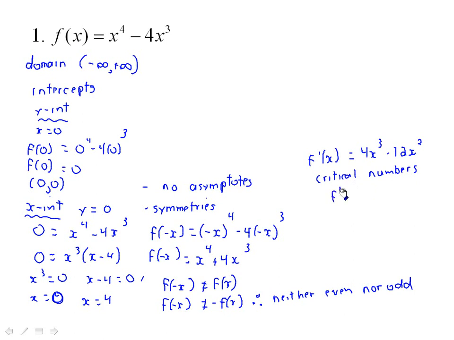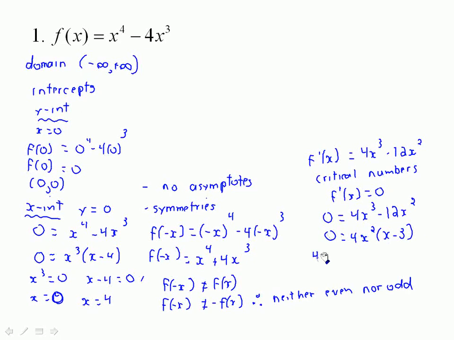So the critical numbers are found where f prime at x is equal to 0, or where it doesn't exist. Now, there are no points where this doesn't exist, so this is all we need to worry about. So 0 is equal to 4x to the 3 minus 12x squared. Take out a factor of 4, and also the x squared, and that leaves us with x minus 3.